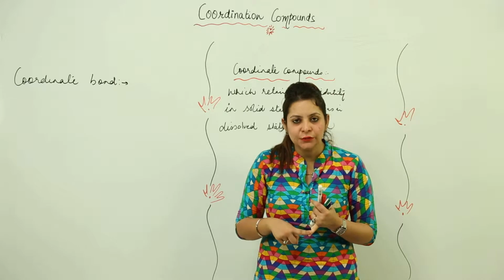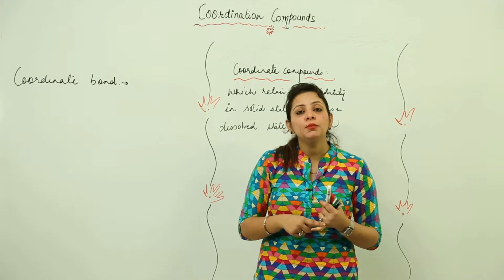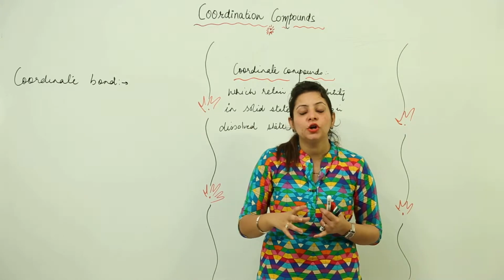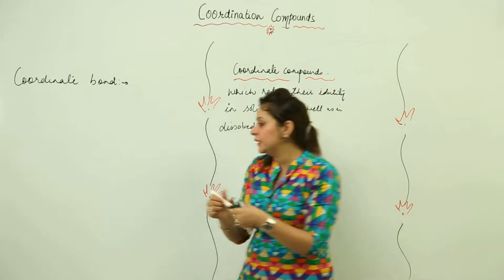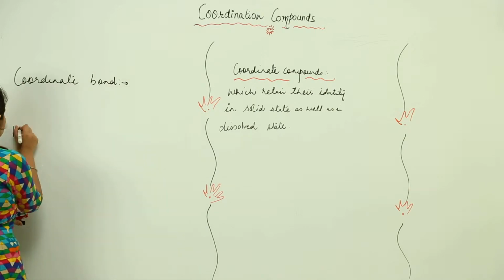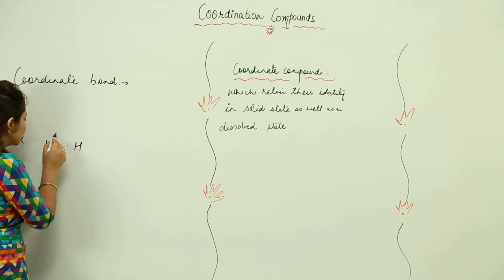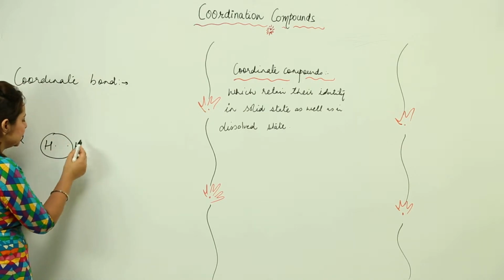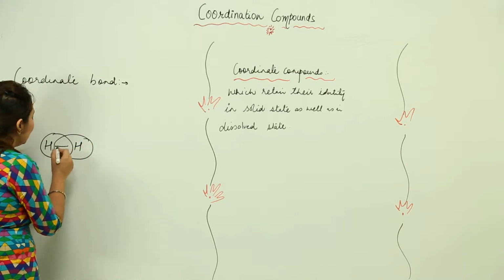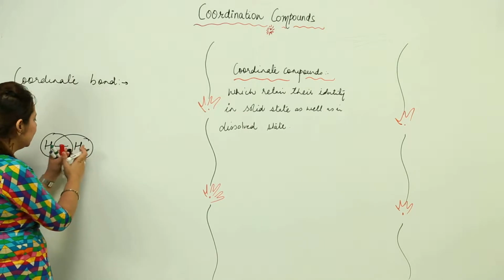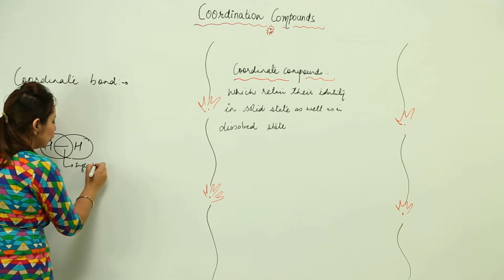Ionic bond is formed by transfer of electrons. Covalent bond is formed by mutual sharing of electrons. Coordinate bond is also formed by sharing of electrons, but here the thing is, like in the covalent, whenever the bond is formed, I'll explain with an example. Suppose in the formation of H2, we have one electron of hydrogen and one of hydrogen. This hydrogen will share the electron of this hydrogen, and this hydrogen is going to share the electron of this hydrogen. So as a result, one electron is contributed by this hydrogen and one electron is contributed by this hydrogen. That is why it leads to the formation of single covalent bond.